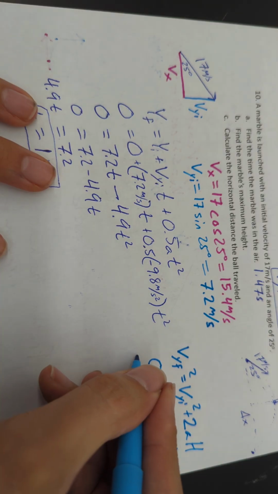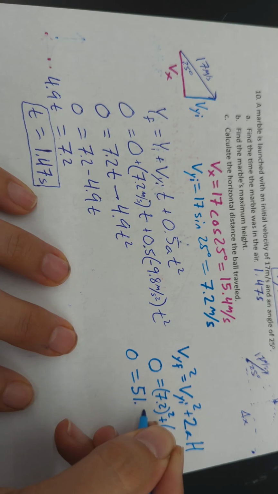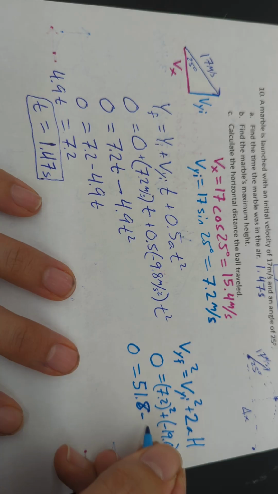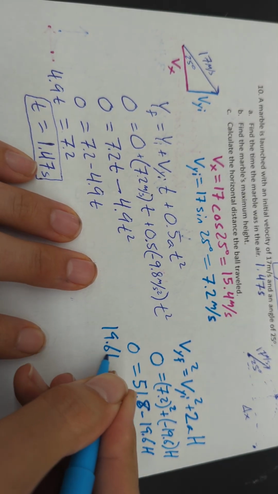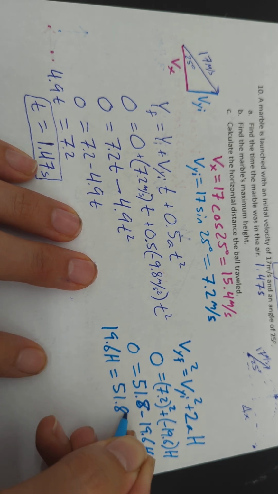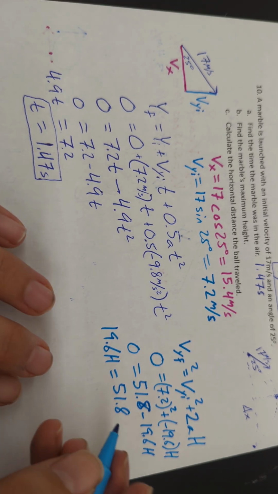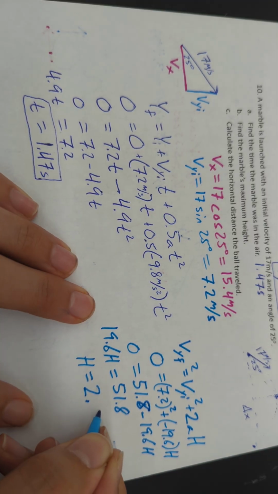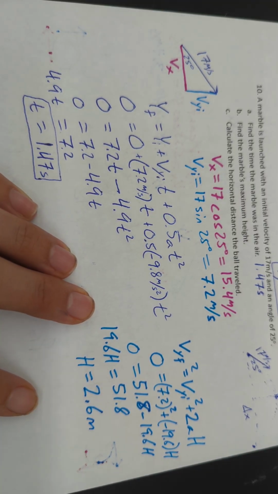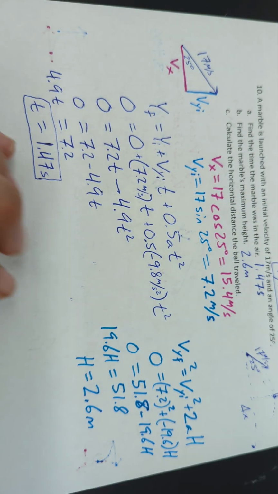All right, we're going to do some math right here. 0 equals 7.2 squared, which is about 51.8, minus 19.6h. Add 19.6h to both sides, so you get 19.6h equals 51.8. We divide that by 19.6, and your maximum height is about 2.6, and our units would be meters. So the marble's maximum height is 2.6 meters.